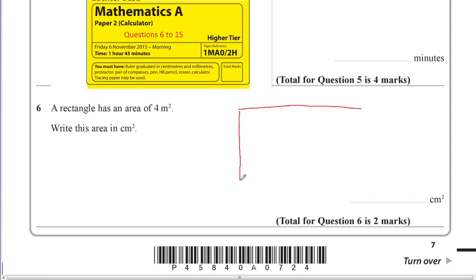In a meter square. It's meant to be square, more like a rectangle, but never mind. We've got 100 centimeters, which makes 1 meter. And this is 1 meter square, 100 centimeters down that side. So it's 100 times 100. It's times by 10,000.